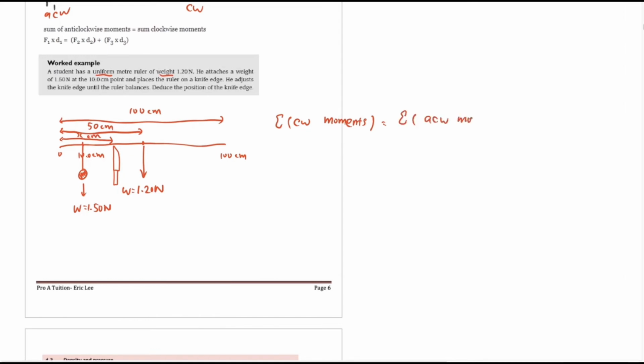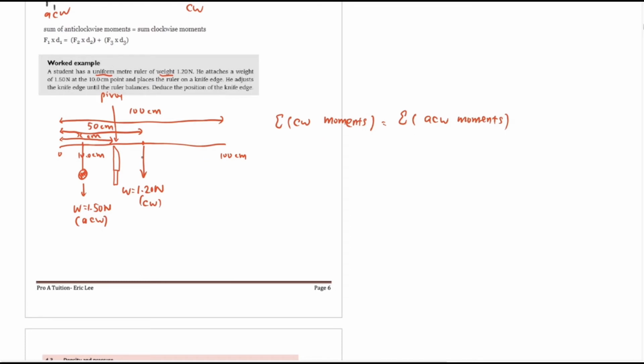sum of anti-clockwise moments. First of all, we need to recognize the pivot and the position of the pivot. The pivot should be the knife itself. So this is the pivot. Then the weight of the ruler is clockwise. The weight of this object is anti-clockwise. Now we have to do the calculation based on this formula.